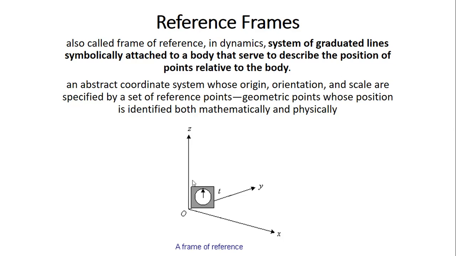I want you to look at this diagram just below where my cursor is hovering. You see an object whose coordinates are mapped out in 3 dimensions. You see the x-axis, the y-axis, and the z-axis, indicative of length, breadth, and height. At this particular point O, we can map some graduated lines symbolically to indicate the position of points relative to this body. So that is a frame of reference.